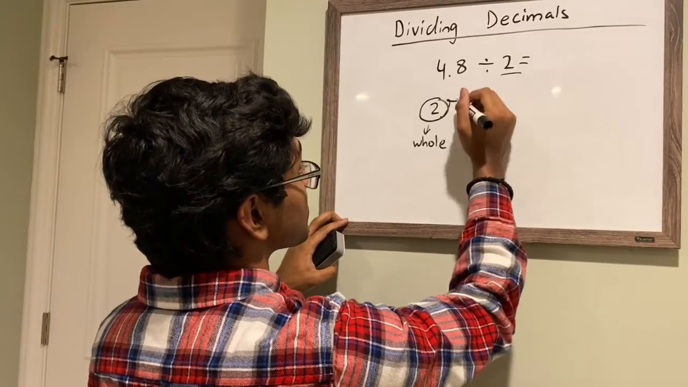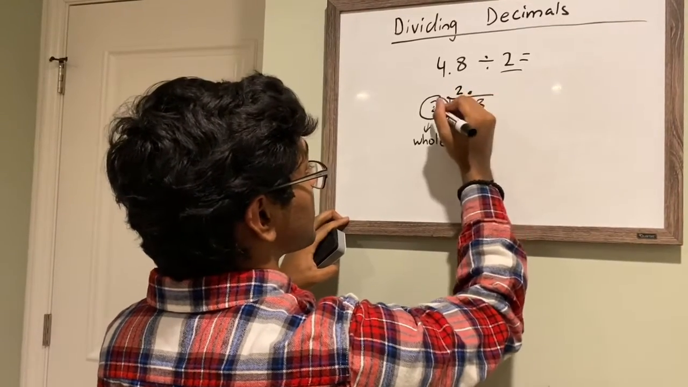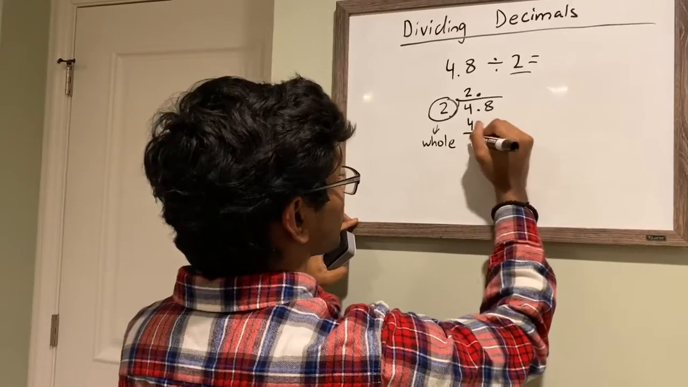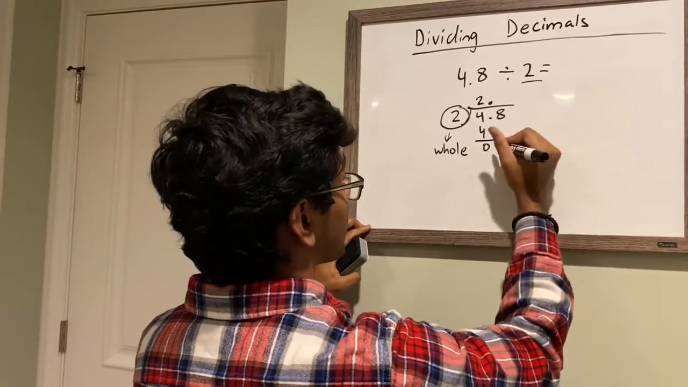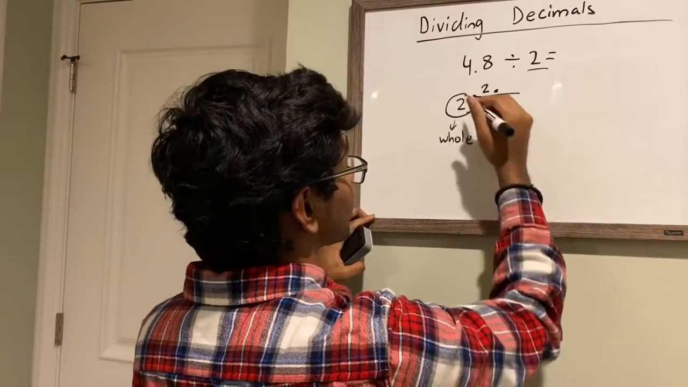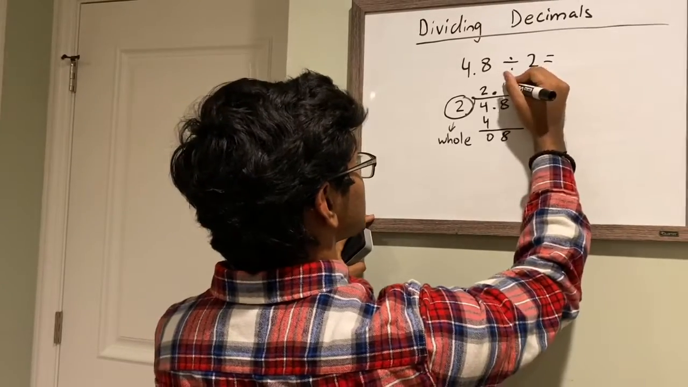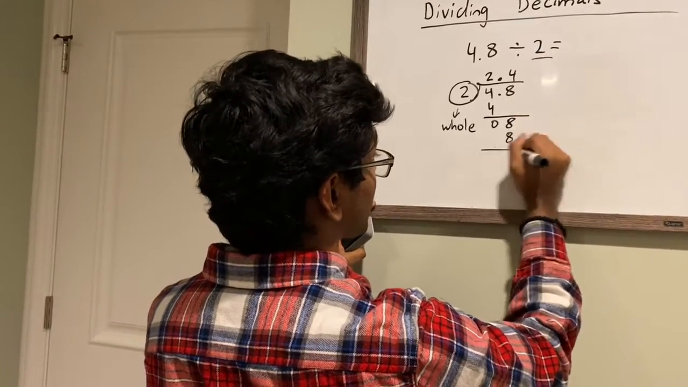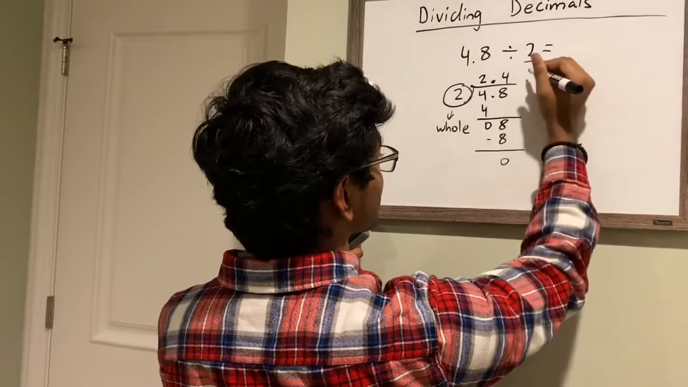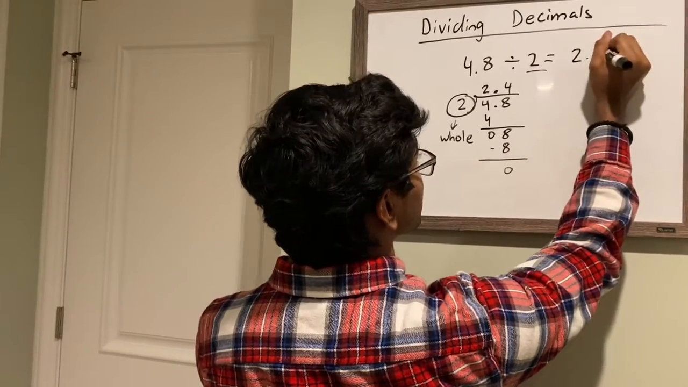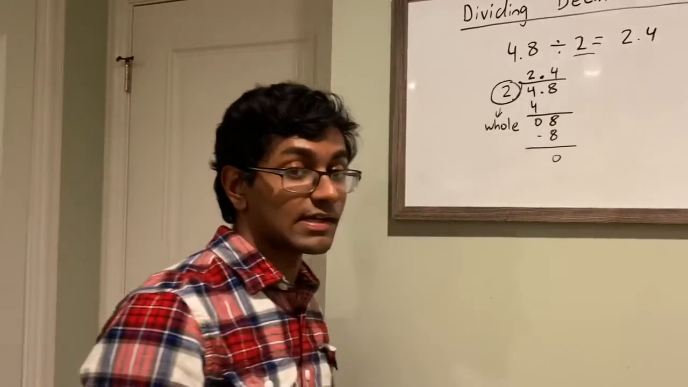And now we can go about dividing from left to right. So 2 goes into 4 2 times. 2 times 2 is 4. And we don't have a remainder. And we would bring down the 8. And 2 goes into 8 4 times. So 4 times 2 is 8. And our remainder is 0. So our answer is 2.4. And that's how you divide a decimal by a whole number.